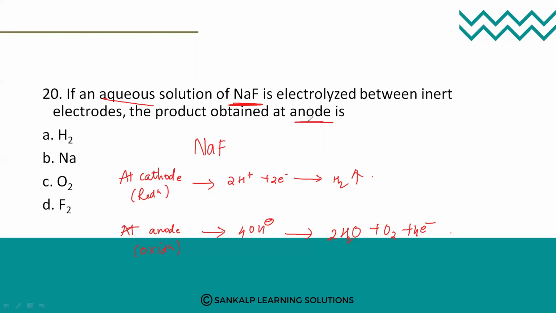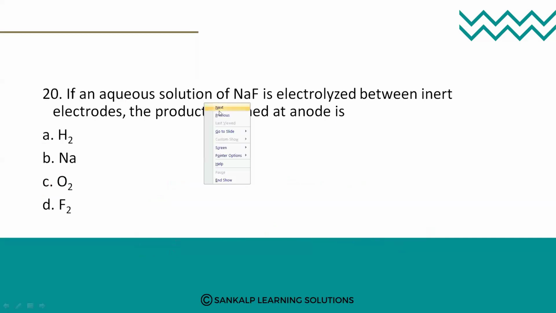At anode, the product obtained will be oxygen, dioxygen. And at cathode, the gas liberated is hydrogen gas. At anode, it is oxygen. So at anode oxygen gas is liberated, and at cathode hydrogen is liberated. So the answer is option number C. Here they have asked about anode, so it is option number C. Okay, fine. Let us go for the next one.